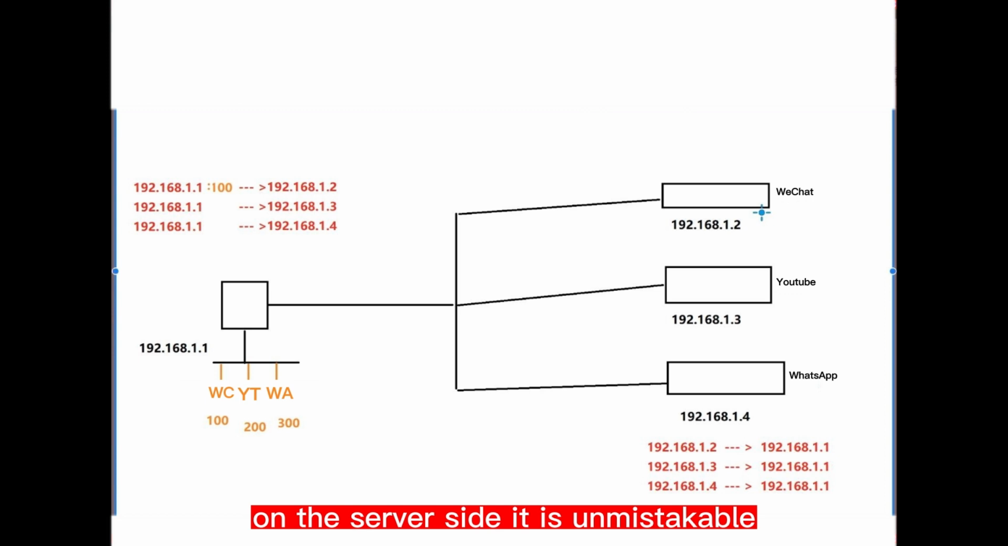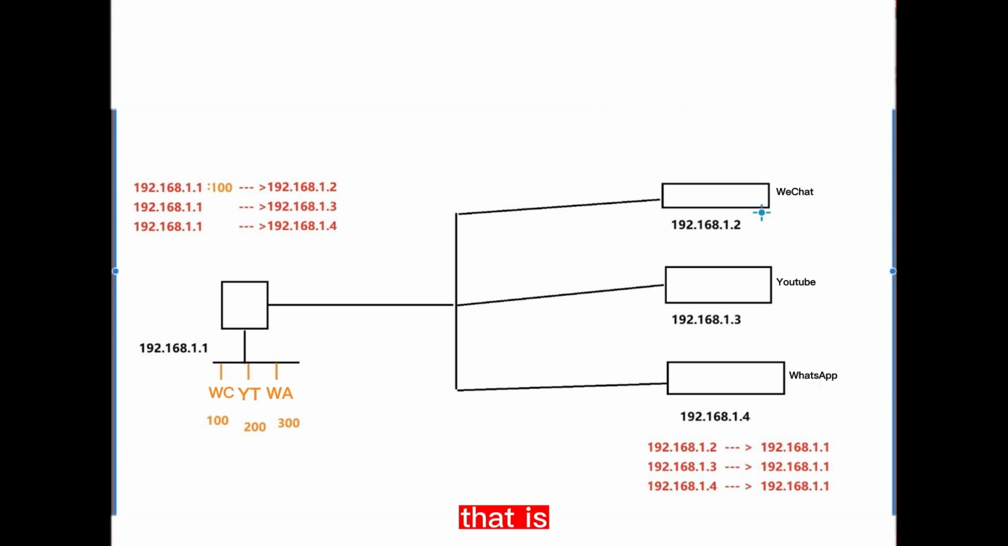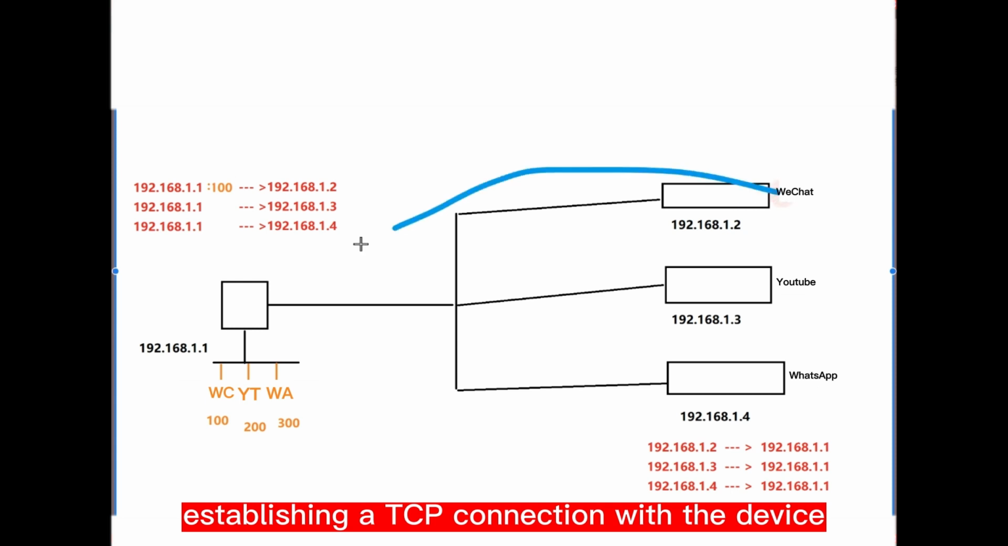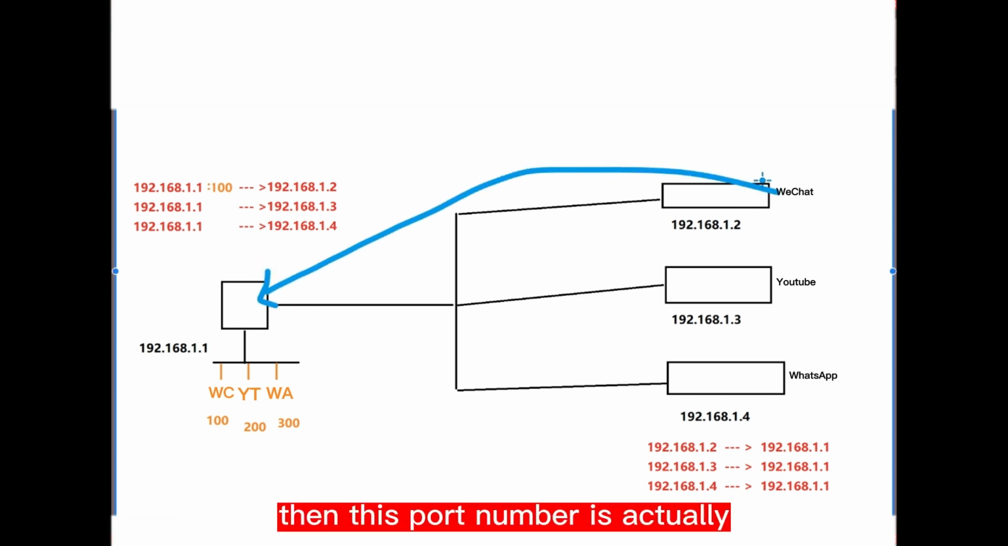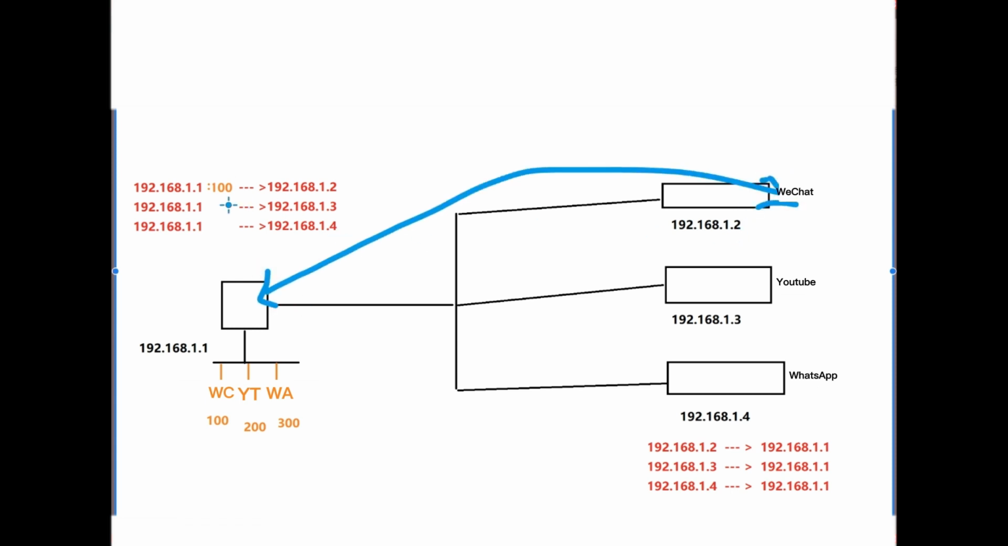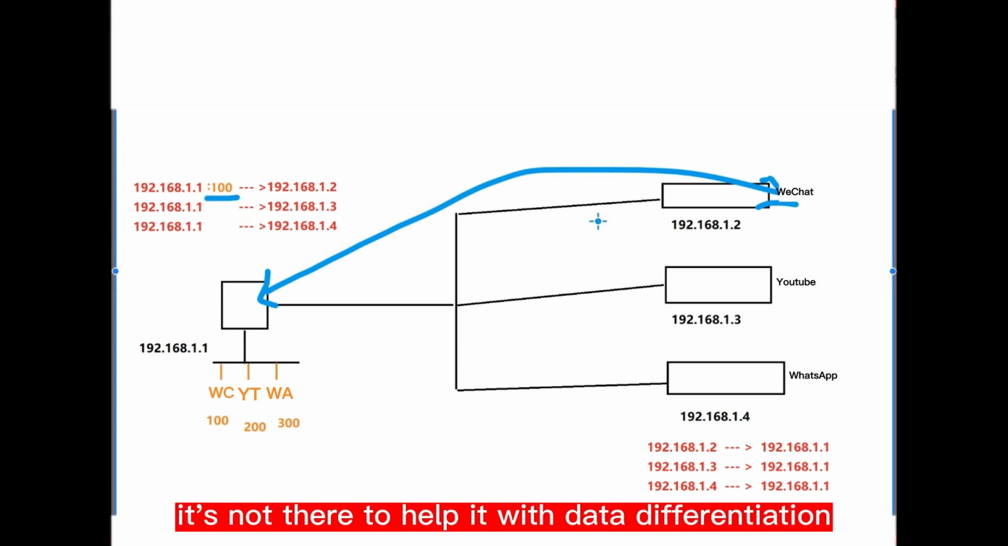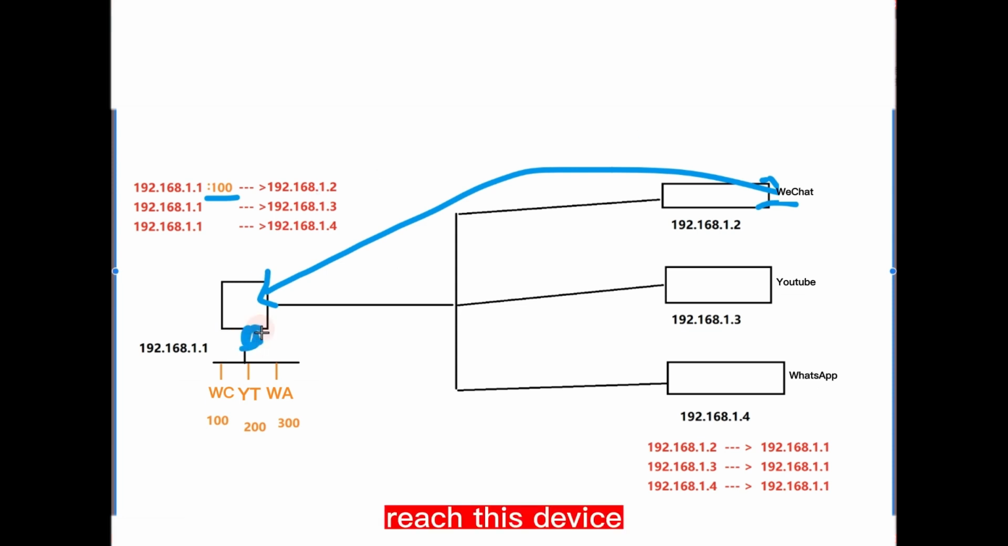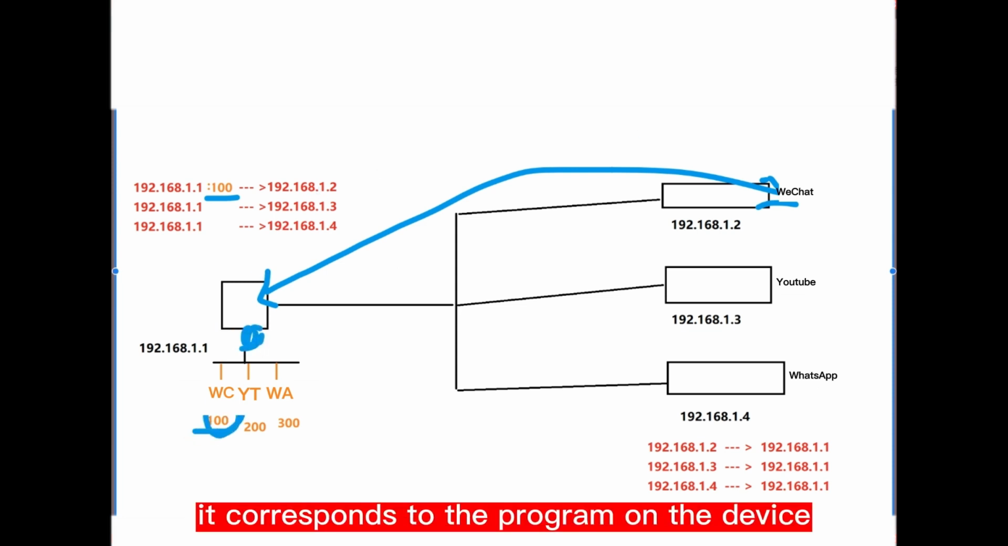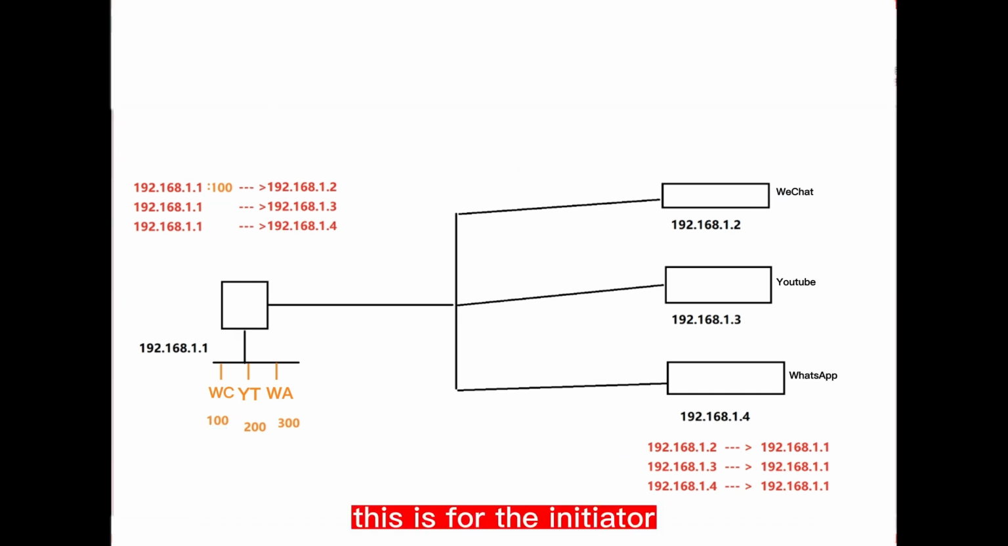On the server side it is unmistakable. That is, WeChat is now establishing a TCP connection with the device. This port number is not there to help with data differentiation, but when the reply data packet reaches this device, it knows which program on the device it corresponds to. For the initiator, this is a more meaningful port.